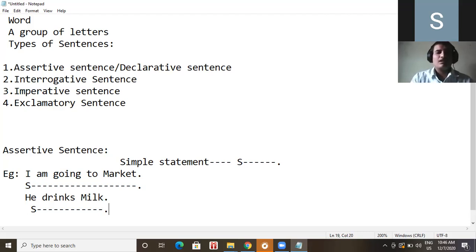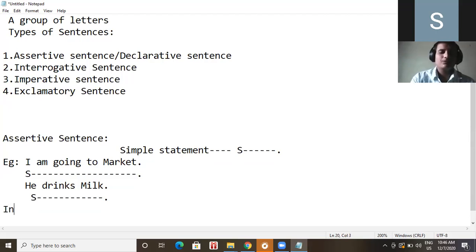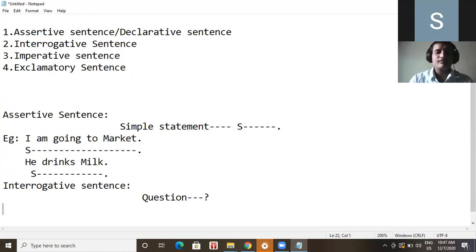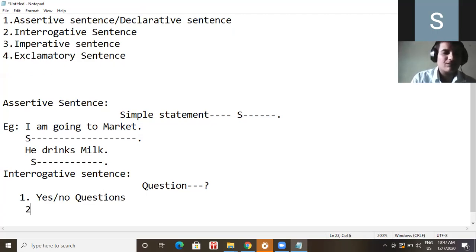Next, the interrogative sentence. What is an interrogative sentence? It asks any question. For example, it ends with a question mark. There are two types of interrogative sentences. First one is the yes or no question. And second one is the WH question.